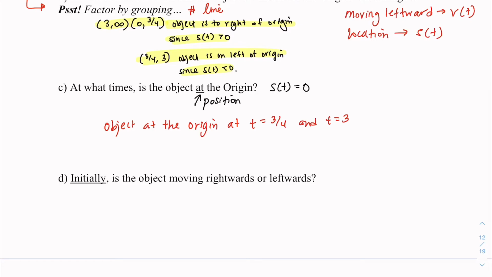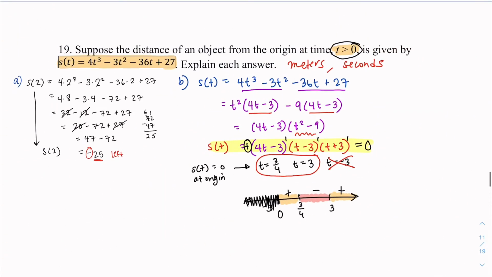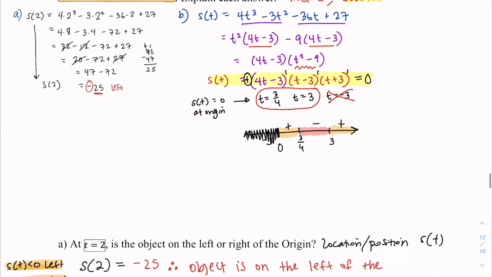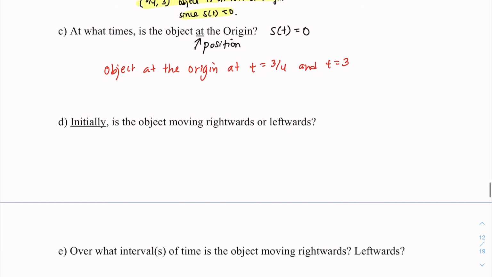So if the problem gave us units, we need to go back and see what's our measurement of time. Indeed, it was seconds. So we'd say at t equals 3 seconds, our object is at the origin, since the position equals 0.